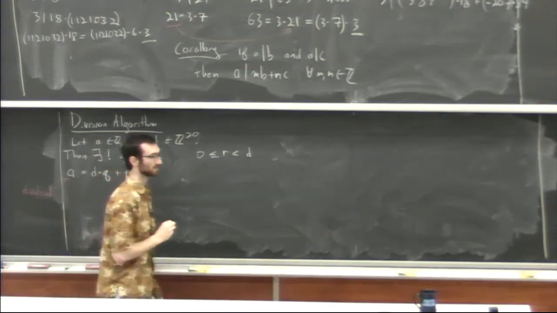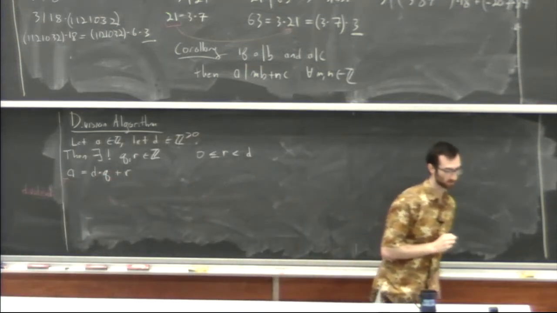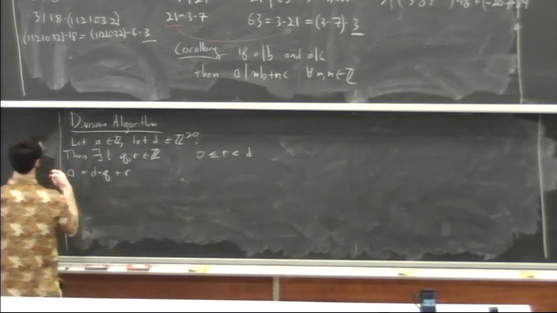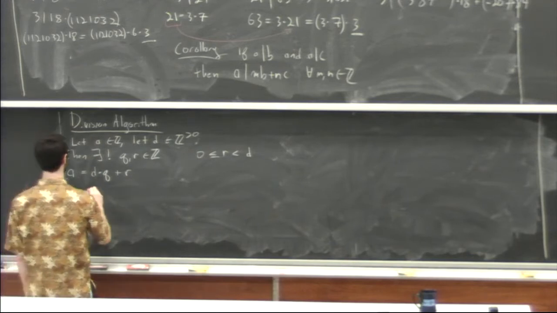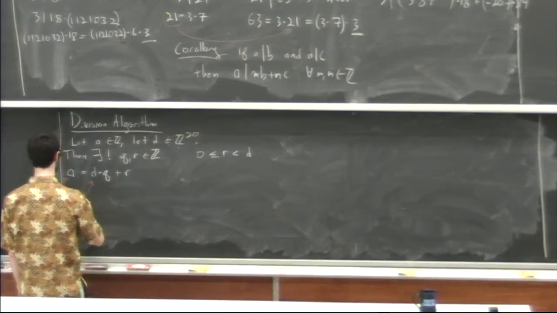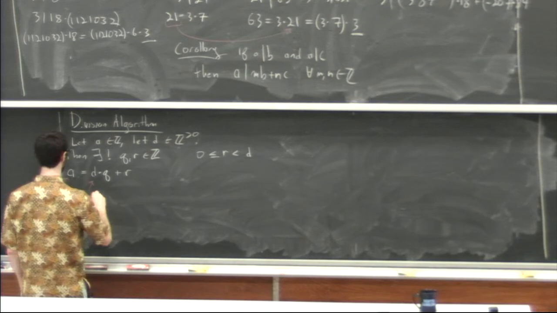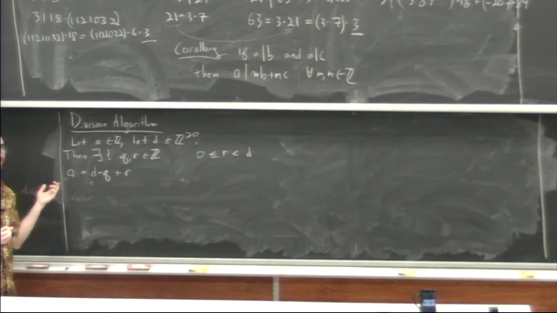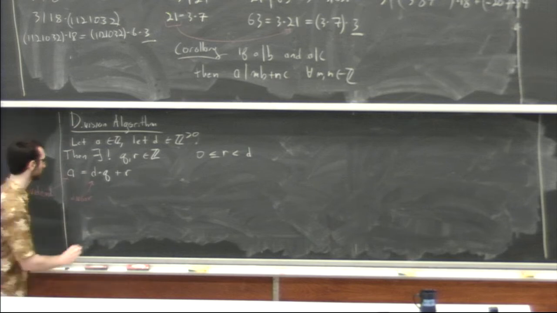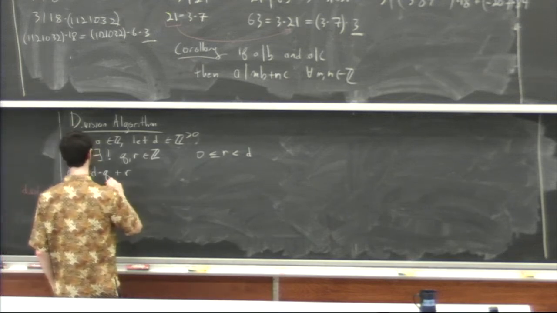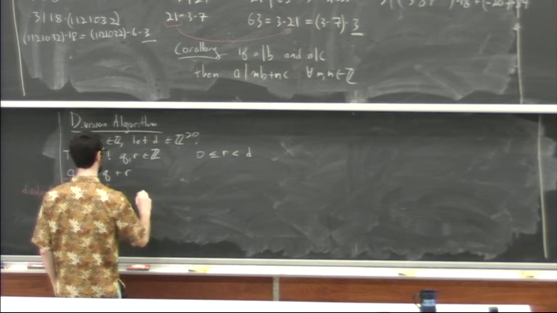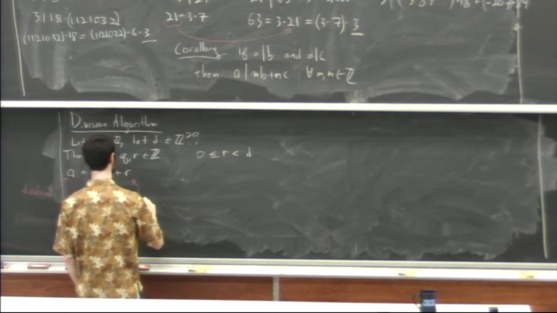I don't know if you can see what I'm writing all the way over there. Probably not. But anyways, A is the dividend. D is the divisor. So A is the number that I'm trying to divide by D, trying to divide the dividend by the divisor. Q is the quotient. And R is the remainder.